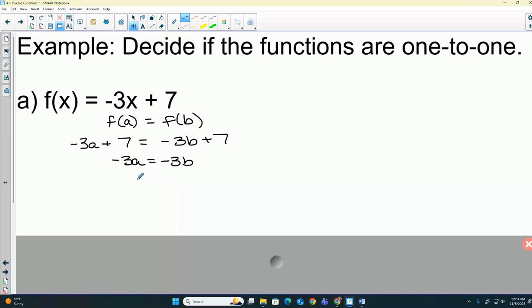If we divide by negative 3, we get a equals b. So we started out and said, okay, pretend we got the same y twice, and what it told us is the only way y repeats is if you plugged in the same number to begin with, if a and b were the same number. So that means this is one-to-one. A lot of times I just write 1-1 to show it. So this is the definition of one-to-one.